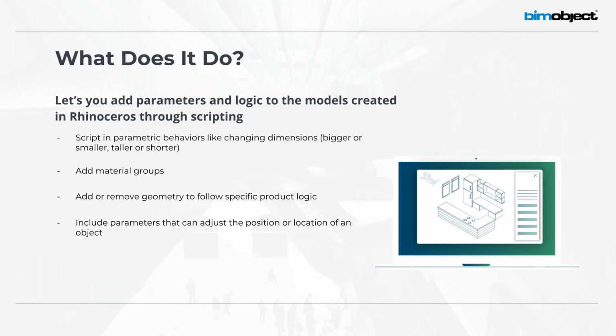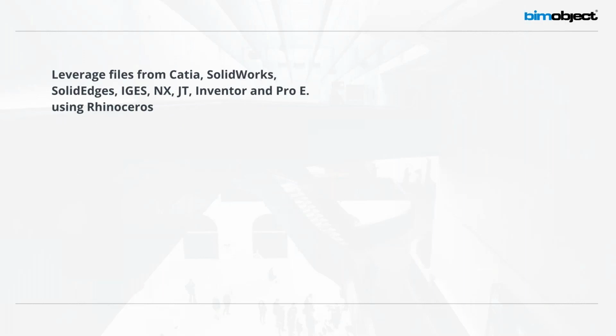You can add and remove geometry for certain pieces of, let's say, furniture. You may have a center drawer in a desk, or may not. Those can all be configured on the fly within BIMscript.